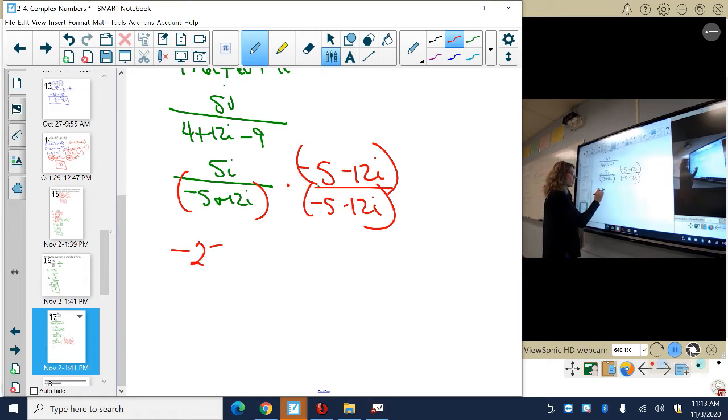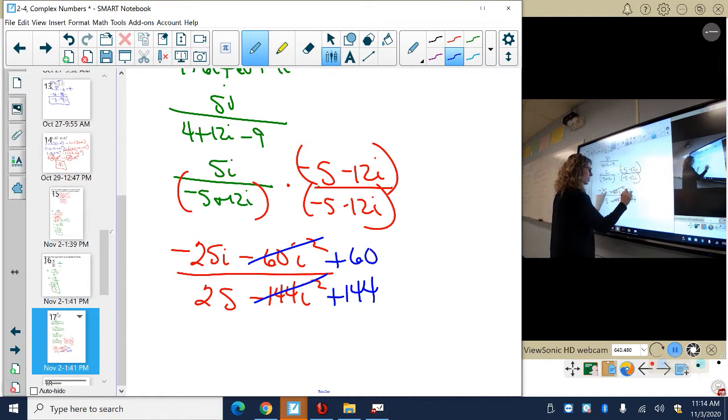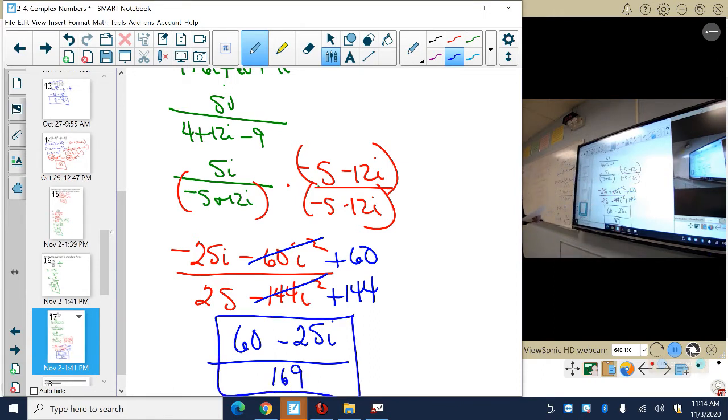So that's negative 25i minus 60i squared over 25 minus 144i squared. And what do we know i squared to be? Change that to a plus 144, and that's going to change this to a plus 60, to give me 60 minus 25i over 25 plus 144, which is going to give you a 169. And that is correct then.